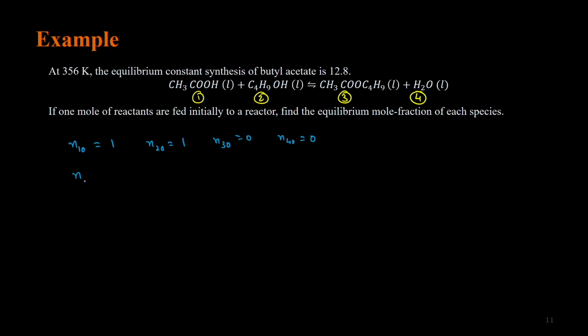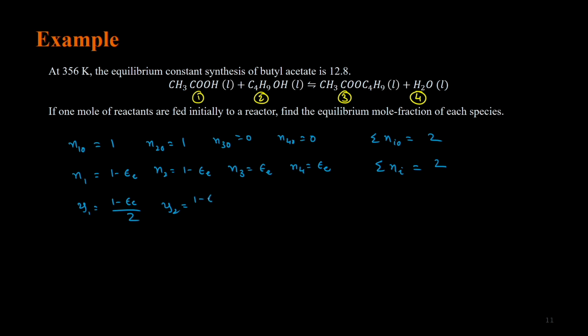If the reaction proceeds, then the final number of moles at equilibrium will be 1 minus epsilon E, 1 minus epsilon E, epsilon E, and epsilon E. If I add, the epsilons cancel, and the total will still be 2. The mole fractions: Y1 is going to be 1 minus epsilon by 2, Y2 will also be 1 minus epsilon by 2, Y3 will be epsilon by 2, and Y4 will also be epsilon by 2.